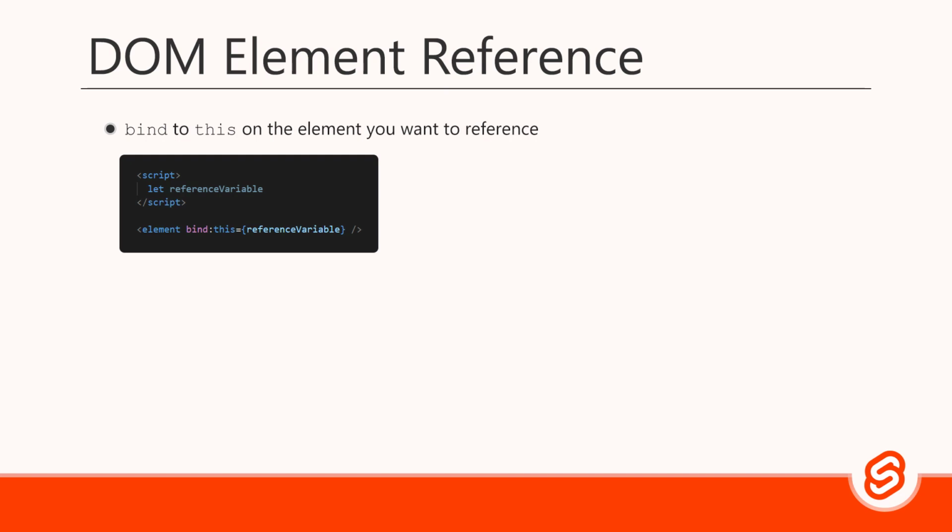To get a reference to a DOM element, we bind to the this binding on the element we want to reference. Then, we store that reference in a variable.